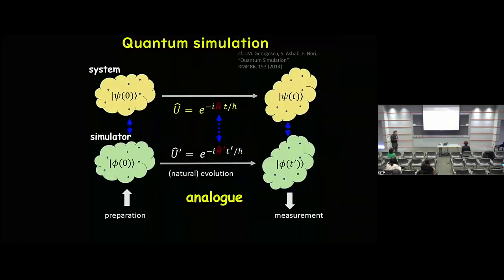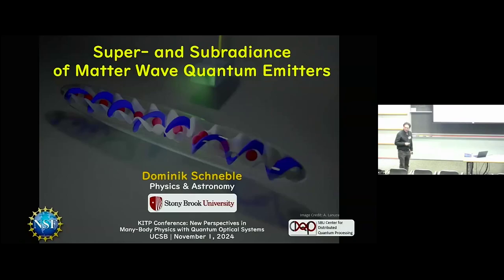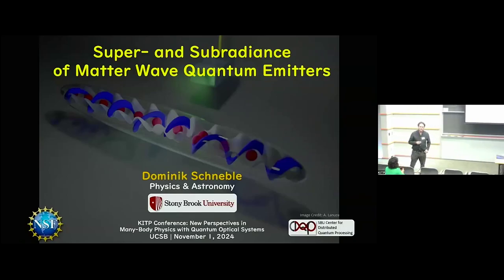So I want to tell you a little bit about the work that we do on quantum optics without actually using any optics other than to define our system. So it's a system of emitters that don't emit photons, but they emit atoms. So we basically play the atom optics analogy here of interchanging light and matter.